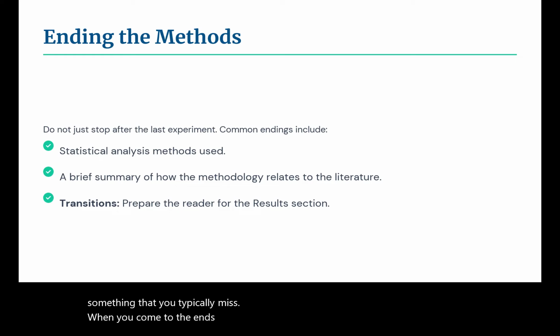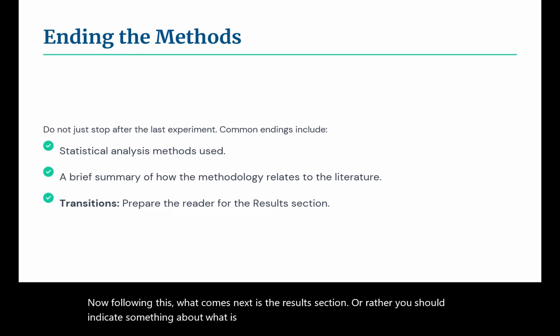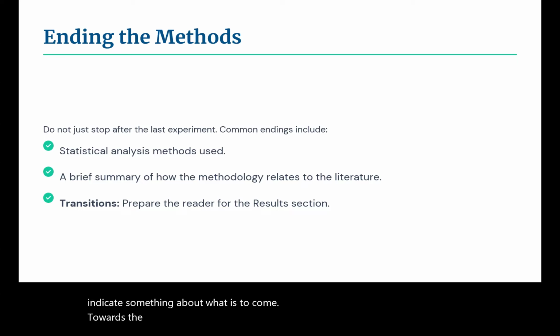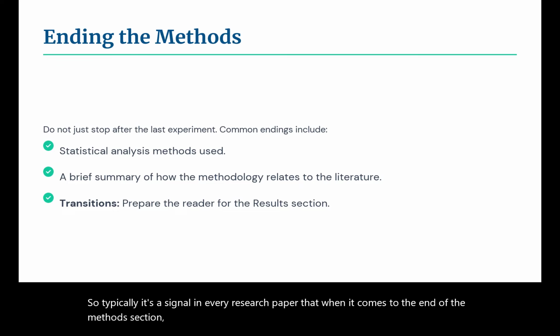Now, following this, what comes next is the results section, or rather, you should indicate something about what is to come next towards the end of any section. It's the case of every section. So typically, it's a signal in every research paper that when it comes to the end of the method section, it comes to what sort of statistical analysis was used, and then a bit of a summary bringing together the whole methodological idea.